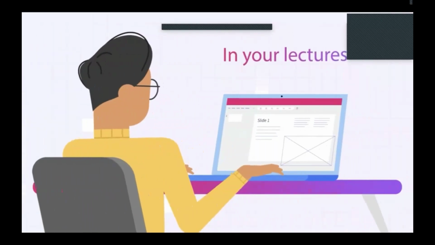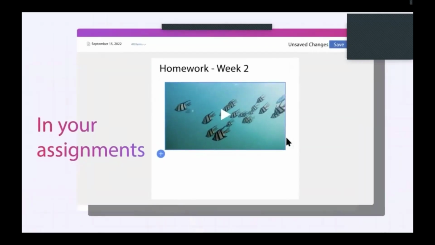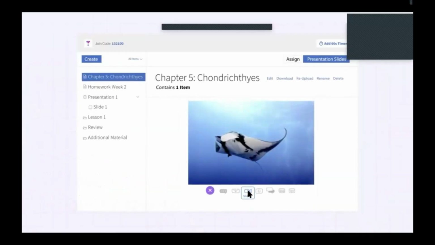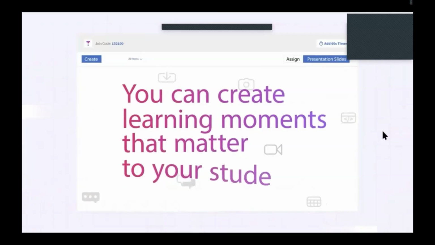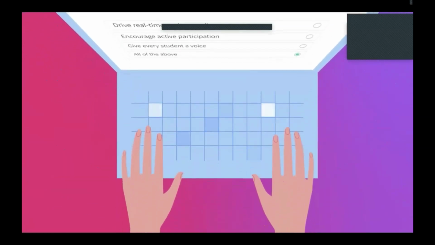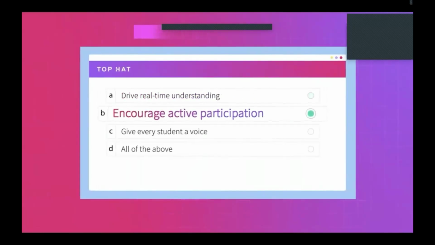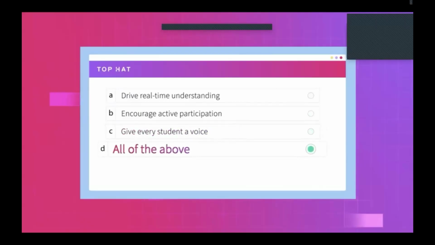In your lectures, in your assignments, and even in your textbooks. You can create learning moments that matter to your students. With 14 question types, you can drive real-time understanding, encourage active participation, and give every student a voice.